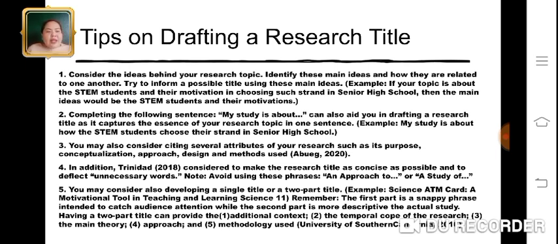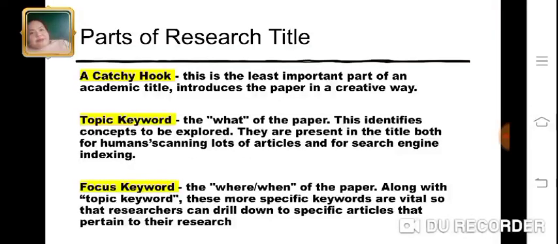So, having a two-part title can provide number 1, additional context. Number 2, temporal scope of the research. Number 3, the main theory. 4, approach. And 5, methodology used. And that is according to the University of Southern California 2016.